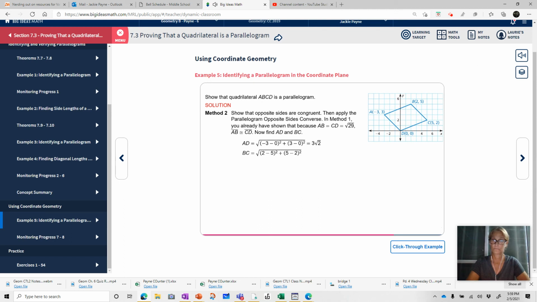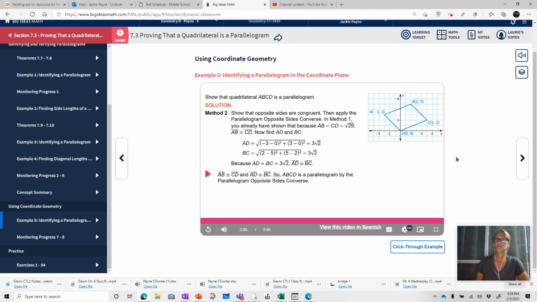BC is equal to the square root of the quantity 2 minus 5 squared plus the quantity 5 minus 2 squared, which equals 3 times the square root of 2. Because AD equals BC, which equals 3 times the square root of 2, segment AD is congruent to segment BC. Segment AB is congruent to segment CD, and segment AD is congruent to segment BC. So, ABCD is a parallelogram by the parallelogram opposite sides converse.